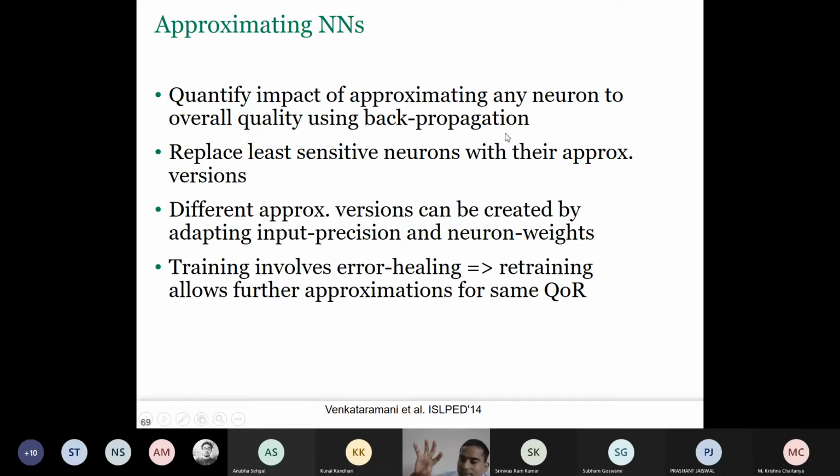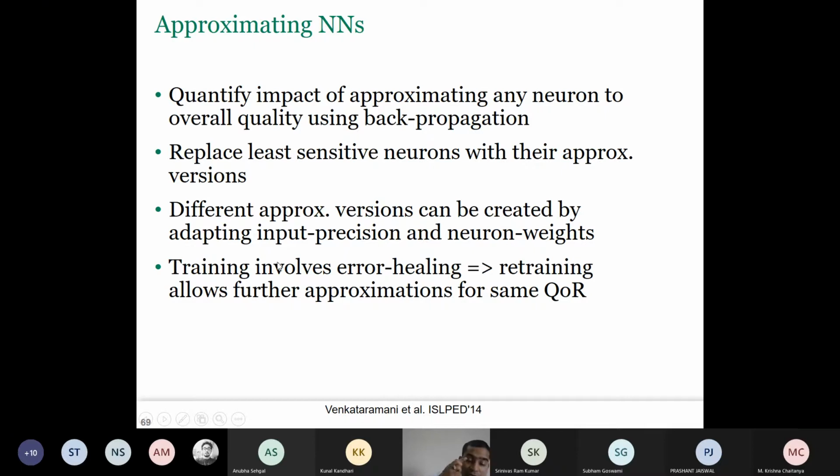In a neural network, there are many, many weights, but not all the weights are equally important. Some weights are more important, some are less important. For example, if you change some of the weights, there is a huge impact on the accuracy. Whereas there are other weights, even if you remove them, prune them, or make them zero, it has very little impact on the accuracy. Based on this approach, we can create different approximate versions of the neural network, for example, by adapting their input precision or changing the neuron weights.